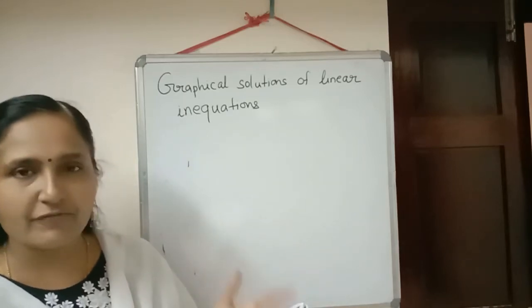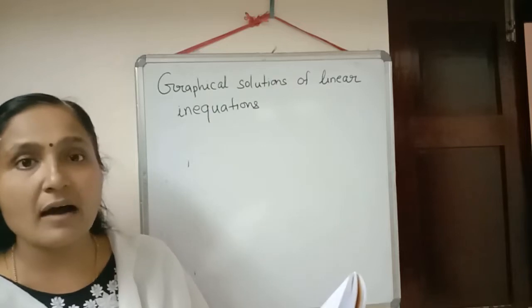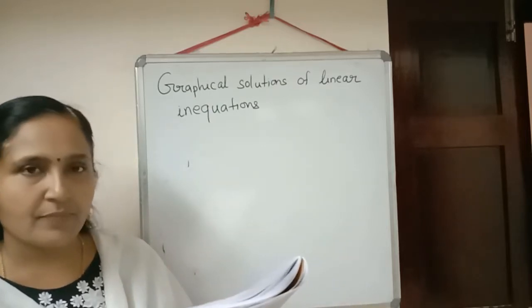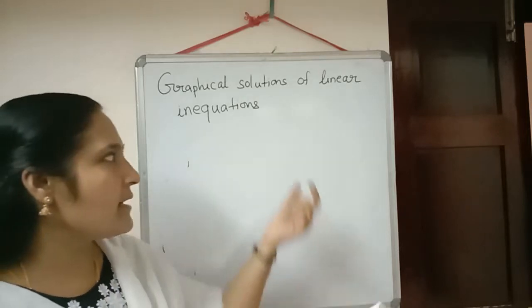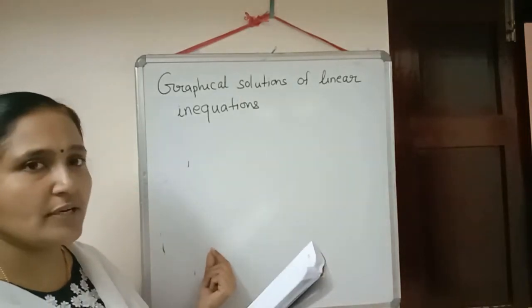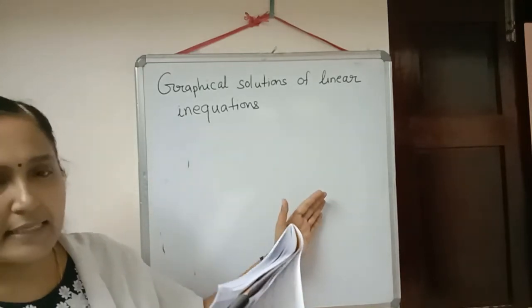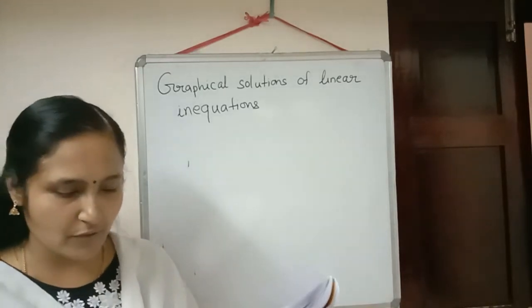If the graph of the equation passes through the origin. Suppose in some cases your graph passes through the origin. Then how will we check whether the solution region will be on this side or that side? In that case, what will we do?